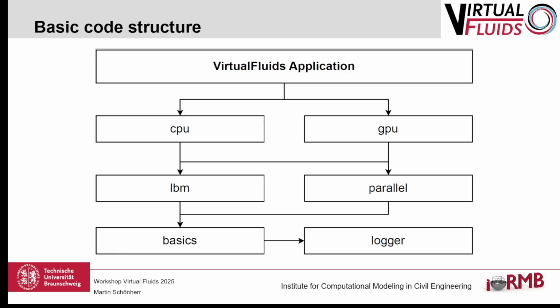Okay, so I go into the basic code structure of VirtualFluids. If you write your application, at the beginning you decide if you write a CPU or GPU application. And these are libraries. Everything in VirtualFluids is a library somehow, and you use all these libraries from your application, starting from, let's say, your main CPP or whatever you call it. So, for example, you use the GPU library, and then this library internally looks into the LVM library or parallel library where different stuff is implemented.